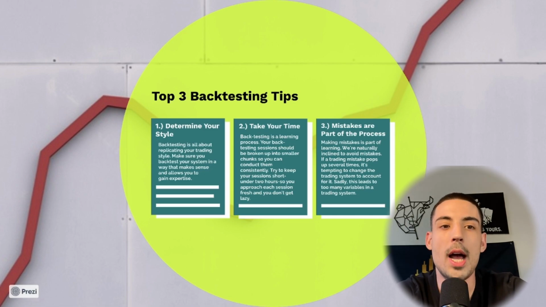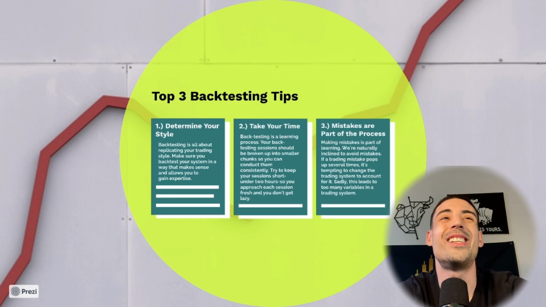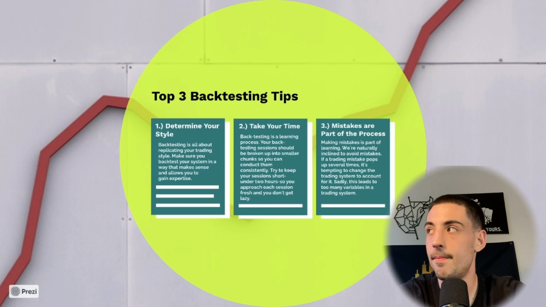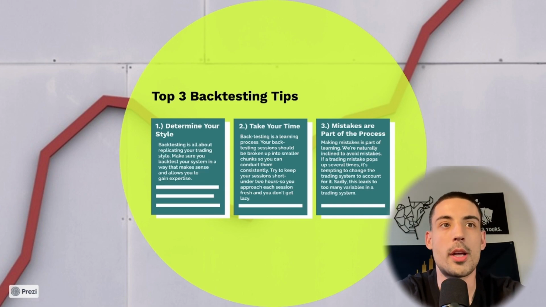Number 2, take your time. This is very, very important because a lot of people like to rush throughout the whole entire process, or they may like to take too much time. So let's go into this. Backtesting is a learning process. Your backtesting sessions should be broken up into smaller chunks so you can conduct them consistently. I always say backtest 1 pair a day. That's just the easiest way to find consistent gains in the market. 1 pair a day, 20 trades. I think that is very, very logical and practical for new and aspiring traders.